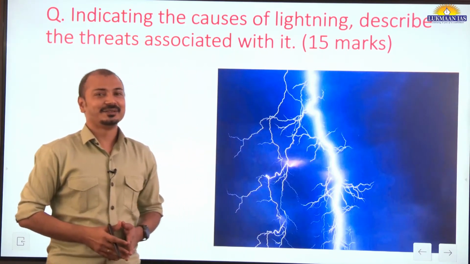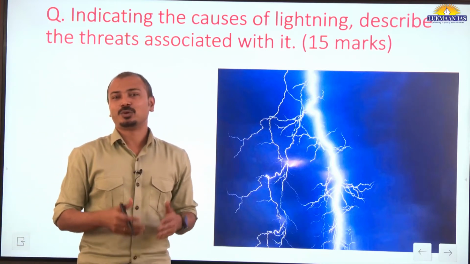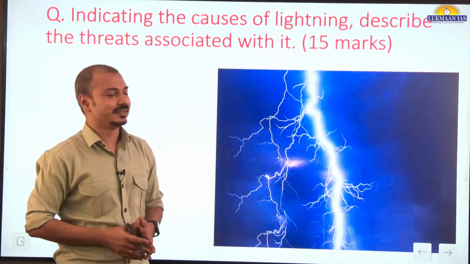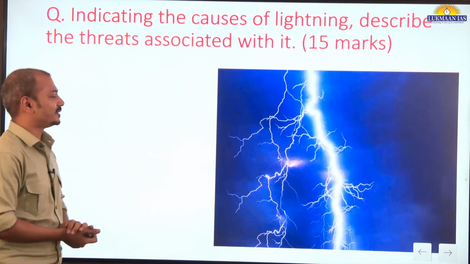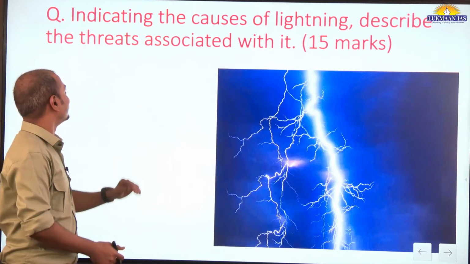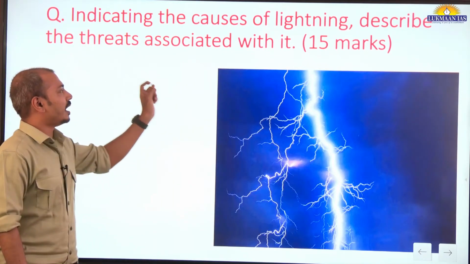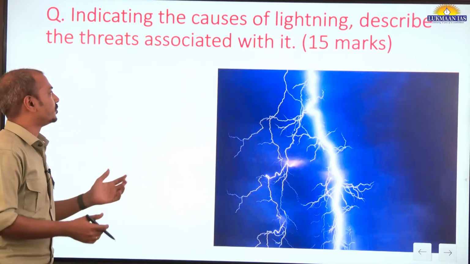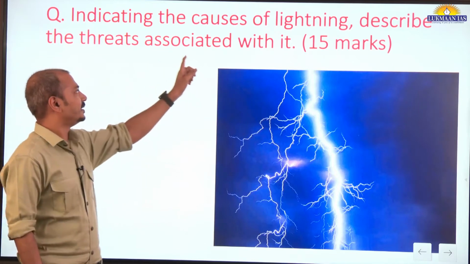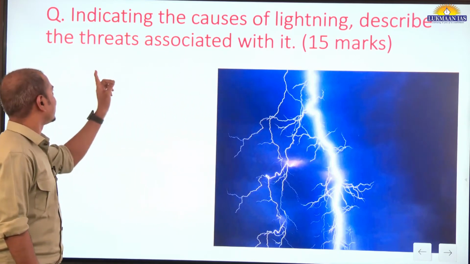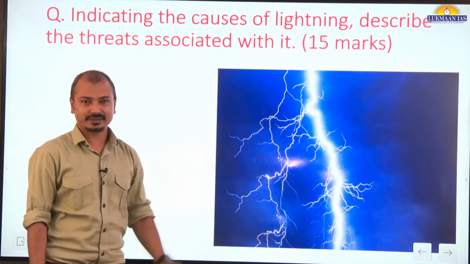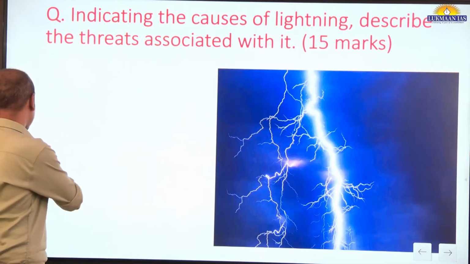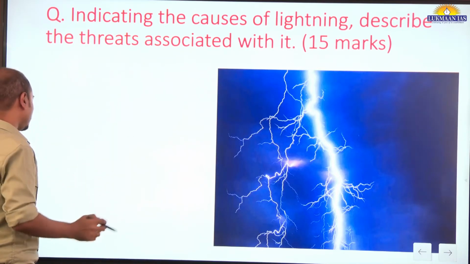We are discussing Geography Optional Paper 1 questions in this lecture series, and here you can see the question that we are going to discuss in this video. In Paper 1 of the UPSC 2021 examination last year, Geography Optional: indicating the causes of lightning, describe the threats associated with it. For 15 marks, this question was asked in Paper 1 of Geography Optional subject.